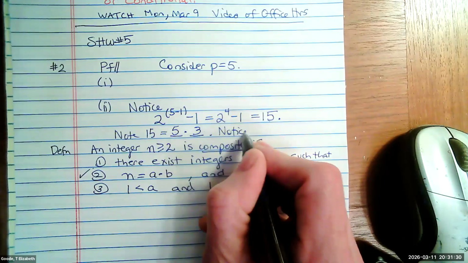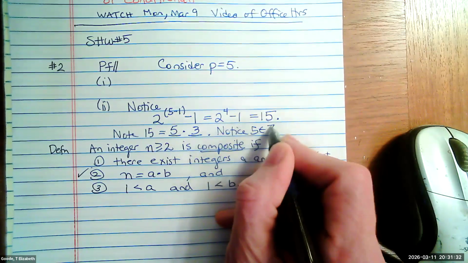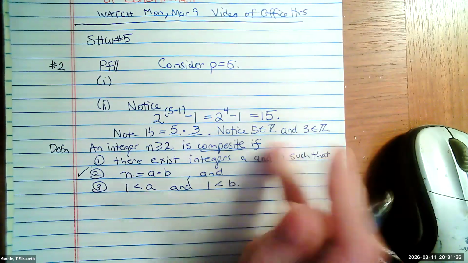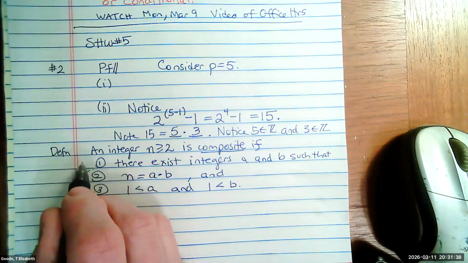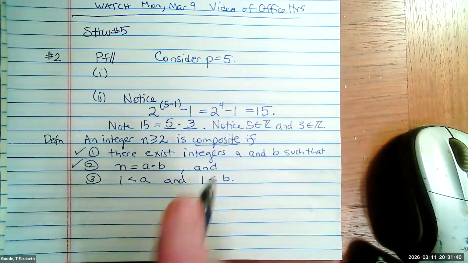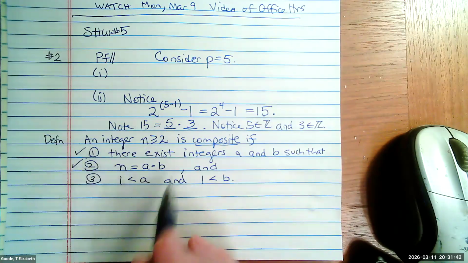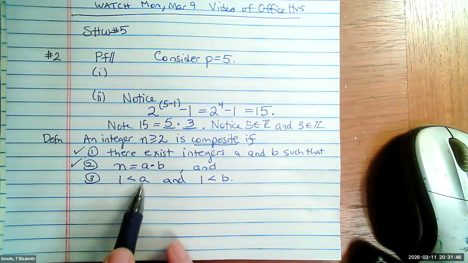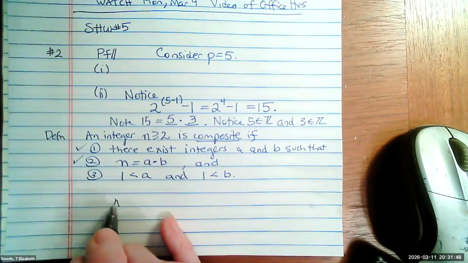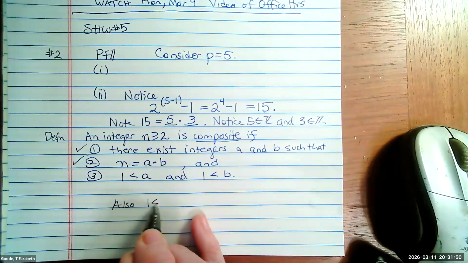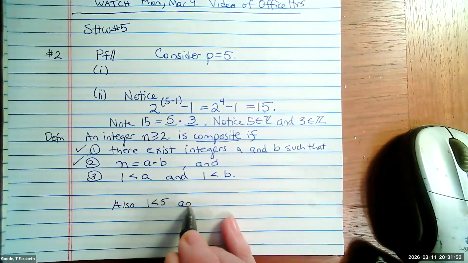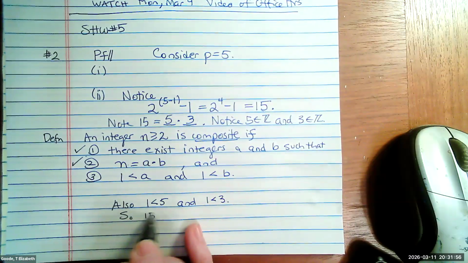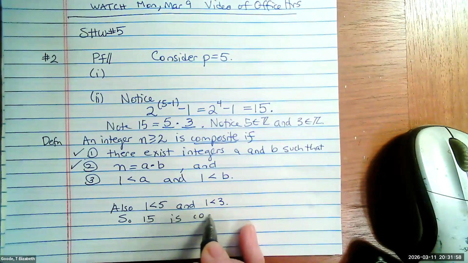Notice 5 is an integer and 3 is an integer, right? Just say it. There's nothing to prove there. You just say it, right? And then finally, you simply say 1 is less than 5 and 1 is less than 3. So 15 is composite by definition, and you're done.